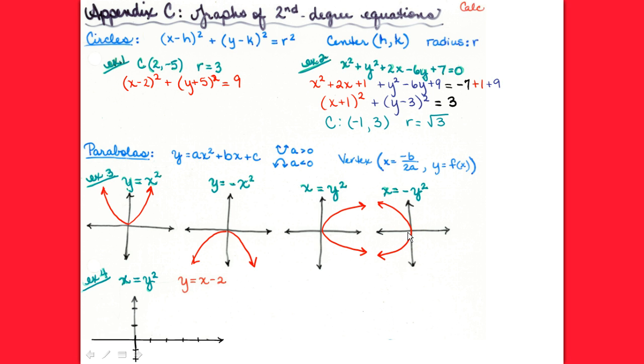Now, an easy way to remember this is they always open in the direction of their leading coefficient. What I mean by that is this leading coefficient was positive, so it opened in a positive direction. This leading coefficient was negative, it opened in a negative direction. This leading coefficient was positive, opened in a positive direction. This leading coefficient was negative, opened in a negative direction. So it's always pointing towards the positive or the negative numbers for the axis that it's on based on that leading coefficient. Okay?